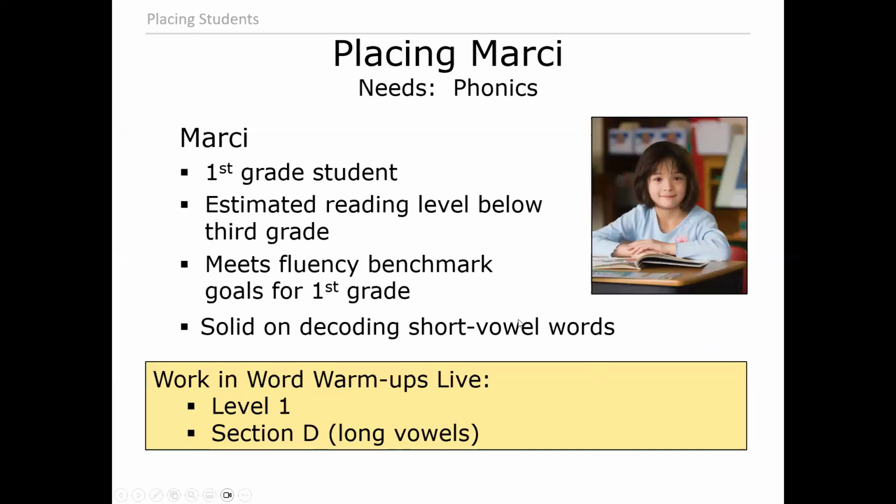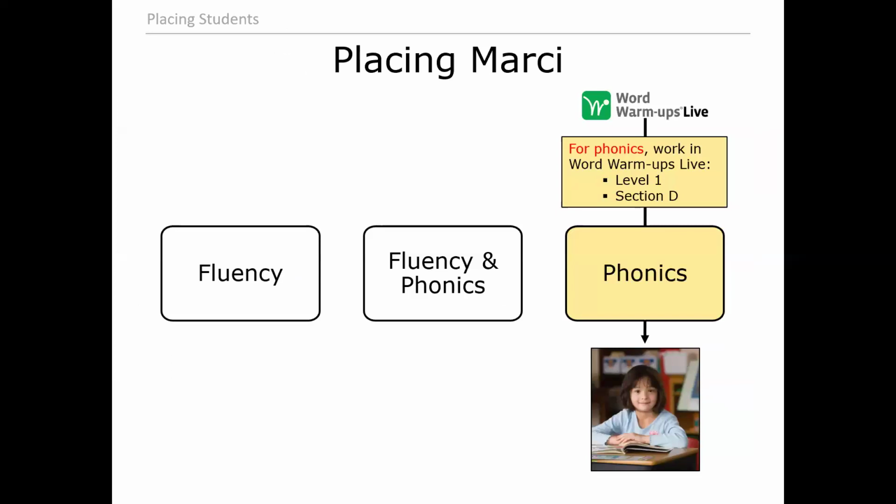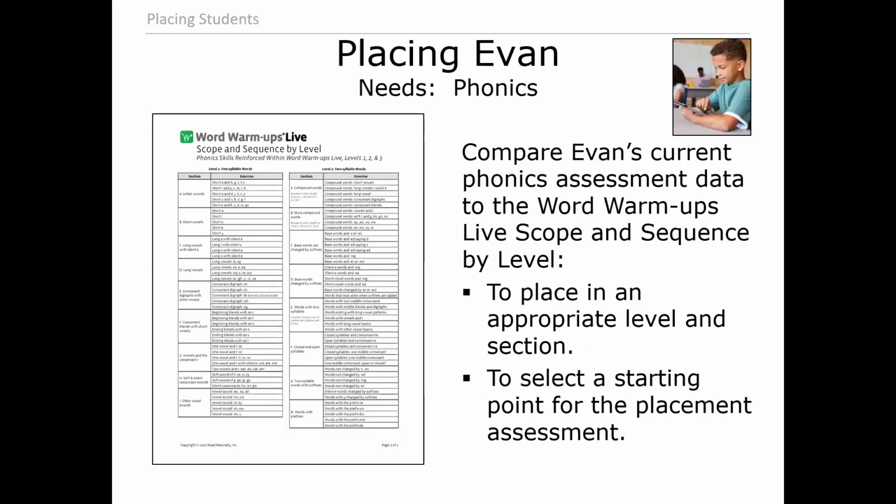But I'm not worried about fluency with Marcy. I'm only worried about long vowel. So I'm going to put her in level 1, section D of Word Warmups. That's the only program she's going to work in. She doesn't have to work in Read Naturally Live. I'm just going to address phonics with her with Word Warmups. Okay, you can do that. Your kids don't have to use Read Naturally Live if that is not a need that they have.